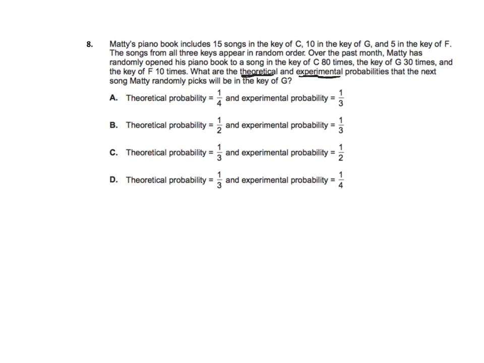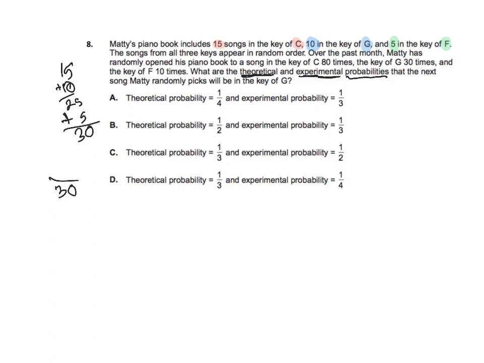So we have the book includes 15 songs in C, 10 in G, and 5 in F. So let's add those together. 15 and 10 is 25. 25 plus 5 equals 30. So our bottom number in our fraction, because we are still doing probabilities, the bottom number in our fraction is 30.